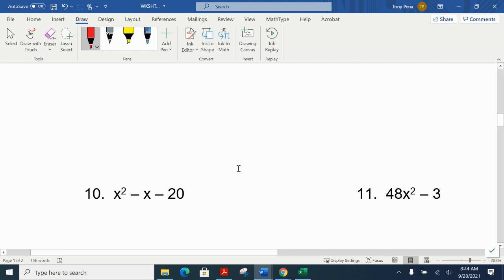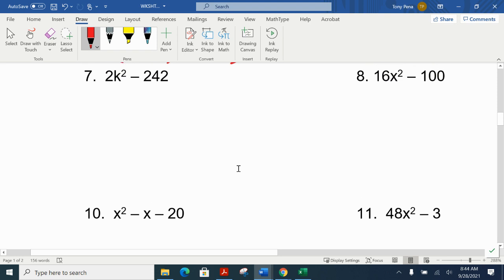All right, 7. Same thing. Try number 7. It's a binomial. Same two steps. Is there a GCF? Is there a difference of squares?